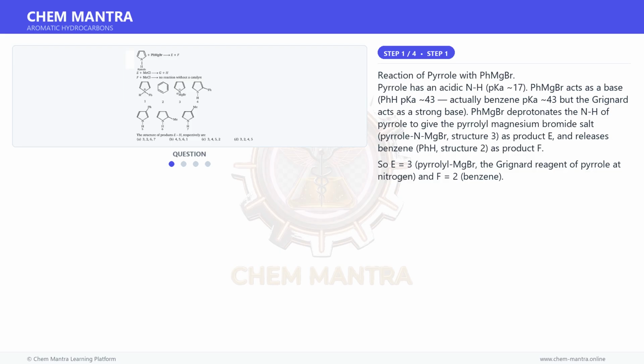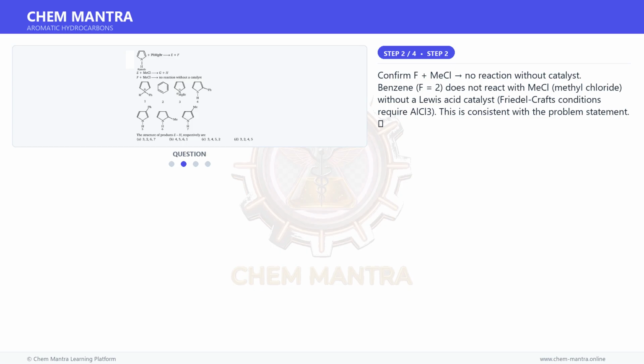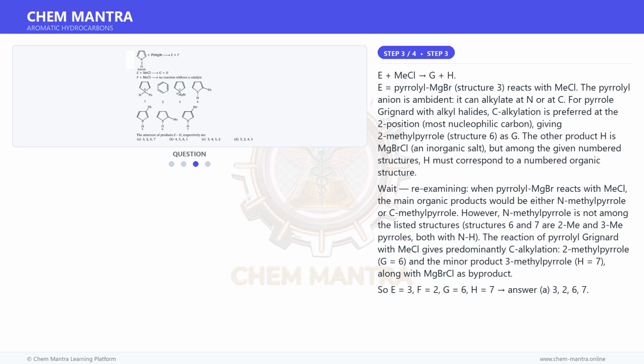So E is equal to 3, PyrroleMgBr, the Grignard reagent of pyrrole at nitrogen, and F is equal to 2, benzene. Moving on to the next step. Confirm F plus MeCl: no reaction without catalyst. Benzene, F is equal to 2, does not react with MeCl, methyl chloride, without a Lewis acid catalyst. Friedel-Crafts conditions require AlCl3. This is consistent with the problem statement. Moving on to the next step.